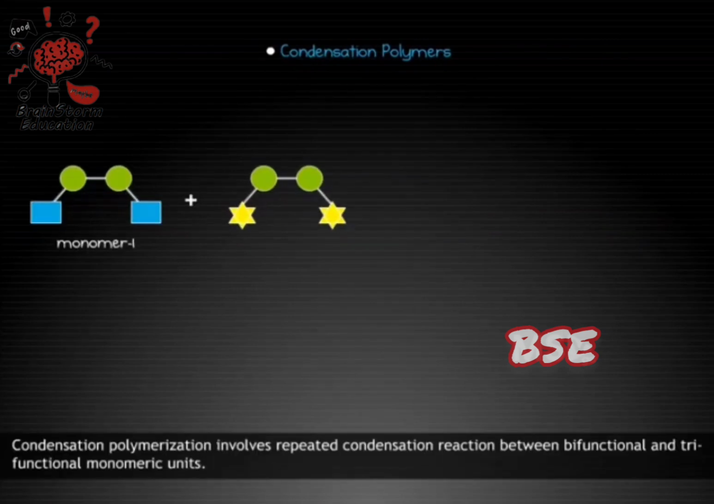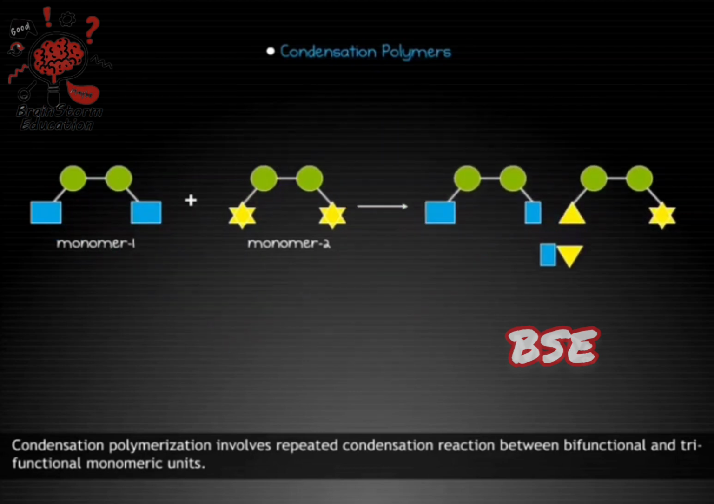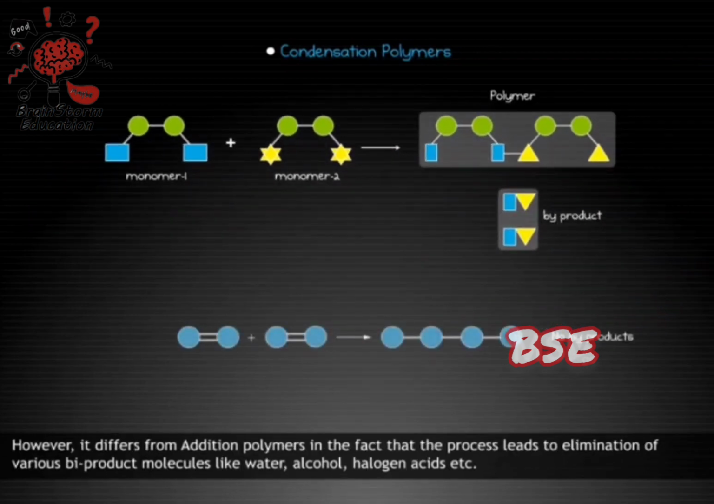Condensation polymers. Condensation polymerization involves repeated condensation reaction between bifunctional and trifunctional monomeric units. However, it differs from addition polymers in the fact that the process leads to elimination of various byproduct molecules like water, alcohol, halogen acids, etc.